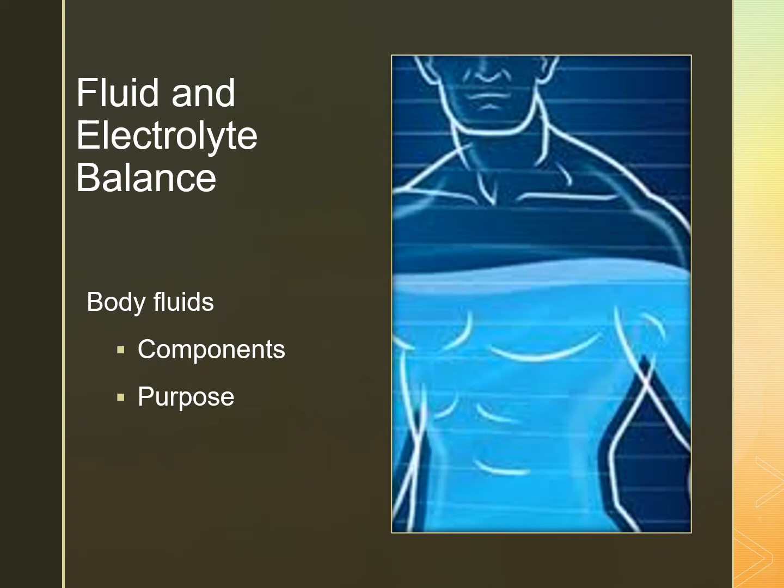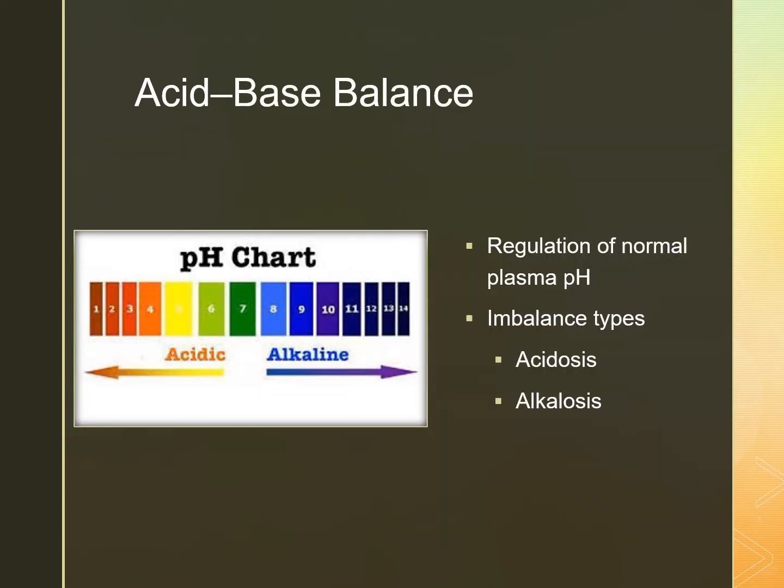The purpose of these components is to regulate fluid volume and buffer the blood to keep its pH, or acidity, neutral. An acid-base imbalance can be life-threatening. Those imbalances can be accompanied by fluid and electrolyte imbalances.